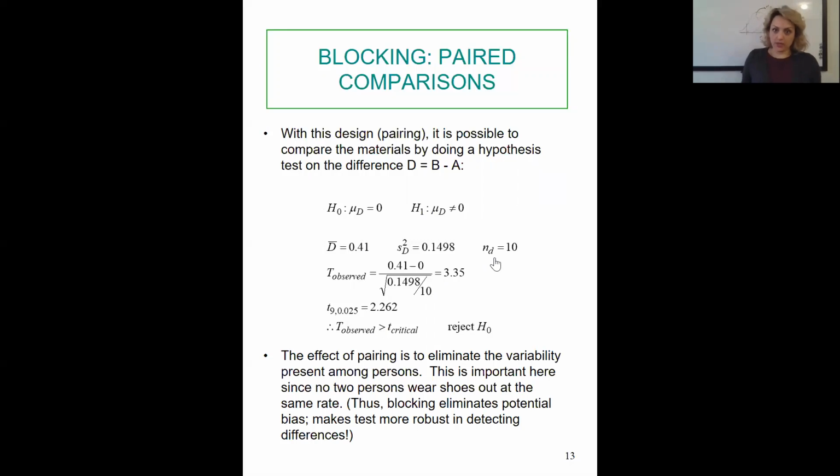The effect of pairing is to eliminate the variability present among persons, right? This is important here since no two persons wear shoes out at the same rate. So blocking here eliminates potential bias that we could have and makes tests more robust in detecting differences. We can see the effect of the blocking here. So blocking is very important, as it helps us to make a better decision.